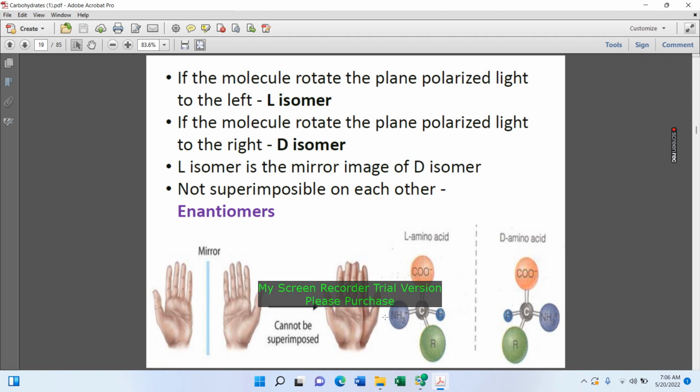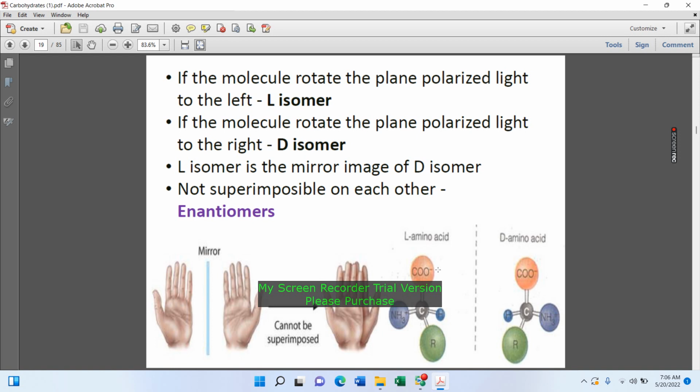When an isomer rotates the light in the left direction, we call it an L isomer. If the molecule rotates the plane polarized light into the right direction, we call it a D isomer. L isomer is the mirror image of D isomer. So L and D are mirror images. But we know that mirror images cannot be superimposed, right? So L and D molecules also cannot be superimposed.